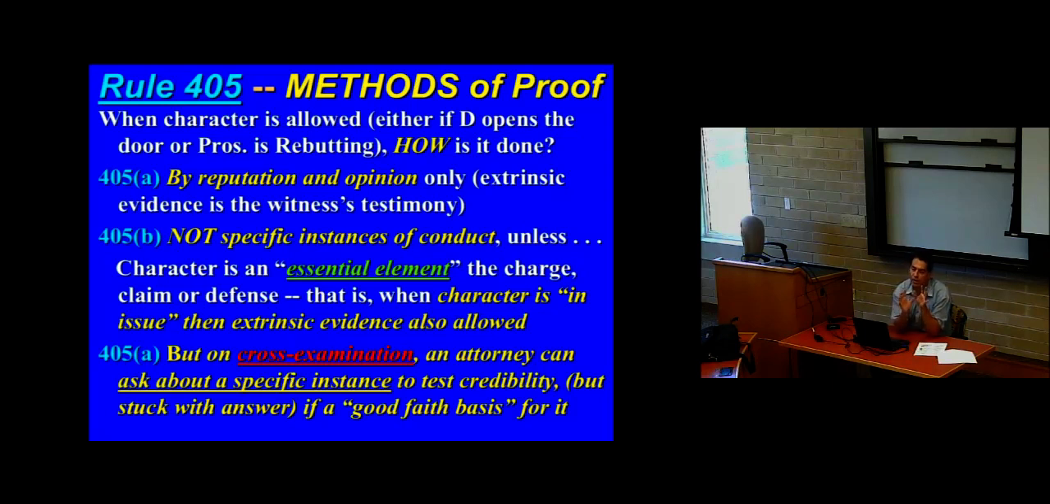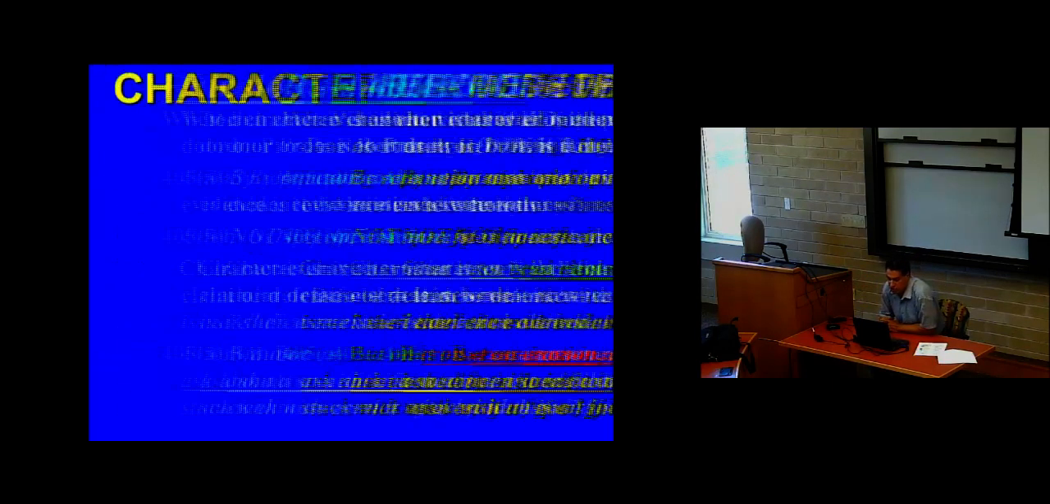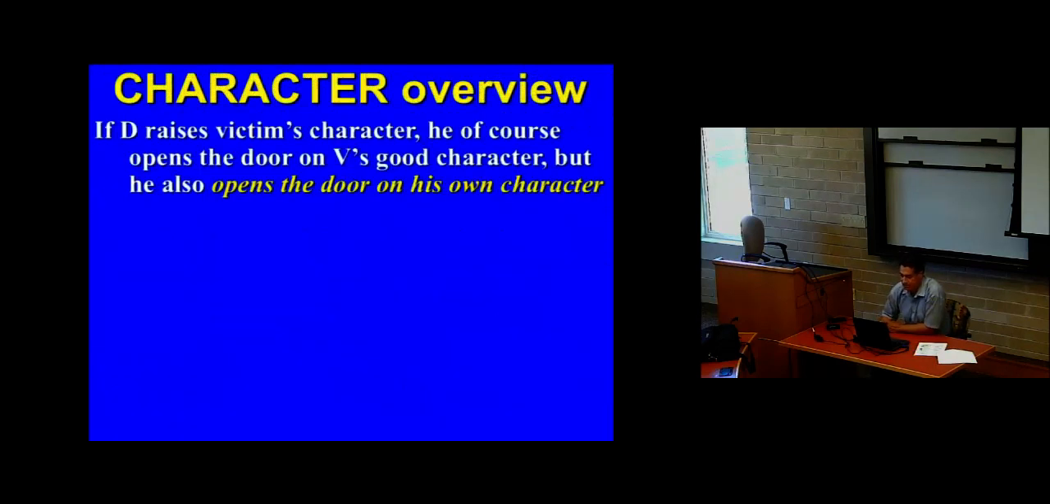Here's the thing, though. Whatever that witness says, you're stuck with that answer. You can't bring proof. You can't bring that other individual who got hit by the defendant, because that would be extrinsic evidence. But you can ask about it if the judge allows it.